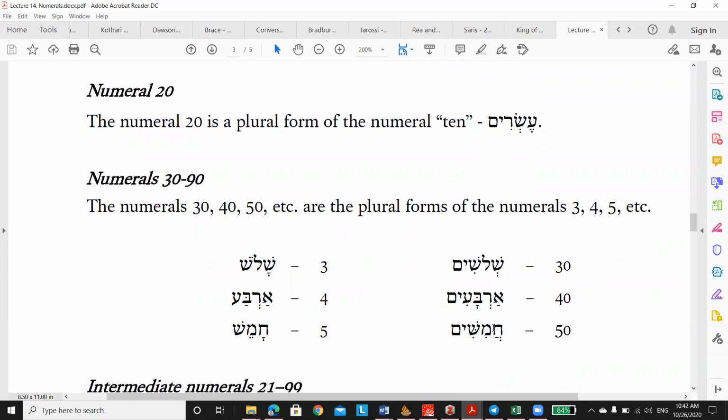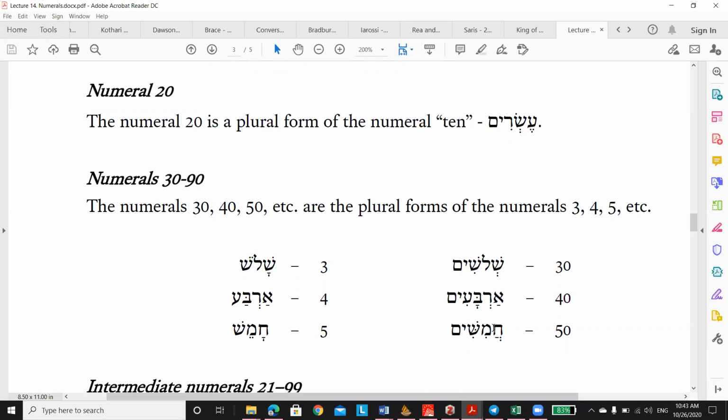Hamishim is 50. Shishim is 60. Sheviim is 70. Shemonim is 80. Tishim is 90, and so on and so forth. So do you see? It is done like this. You just need to make a plural from the number which corresponds to the ones, and you will get 30, 40, and so on.